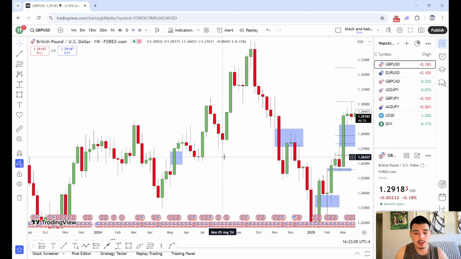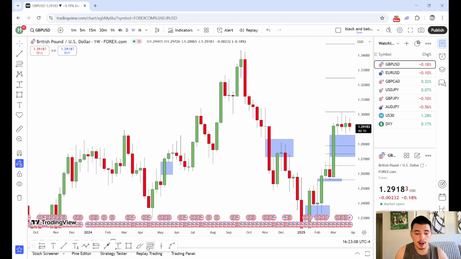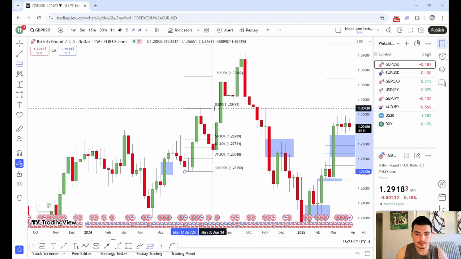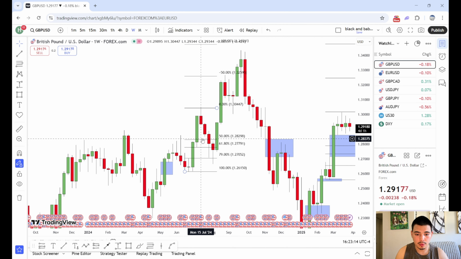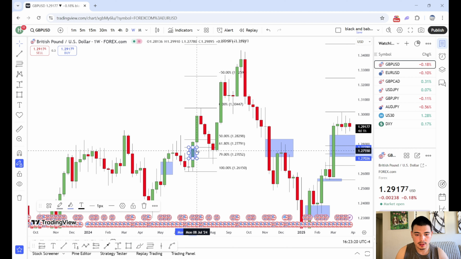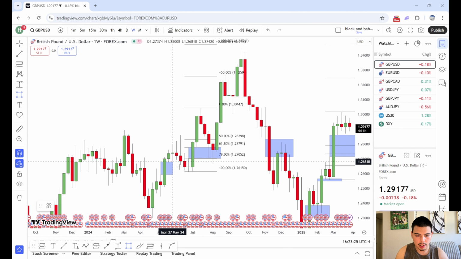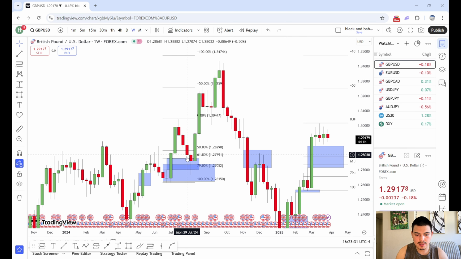So from this scenario, you could draw your Fibonacci off of this leg from this low up to this high and look within your equilibrium. Is there a fair value gap? Yes, there is. There is a fair value gap right here. Is there an order block? Yes, there is. There's this order block right here, right? And you can see how they stacked on top of each other and price moved away from that area.